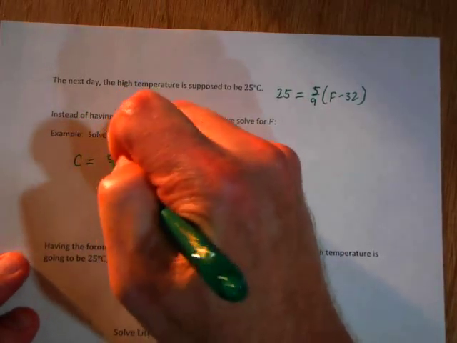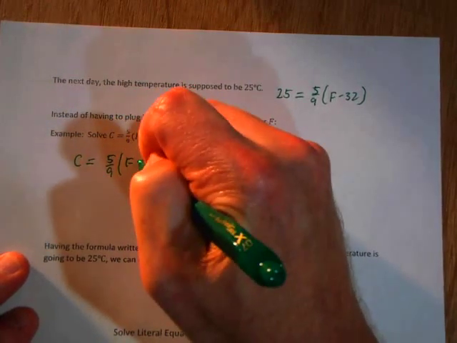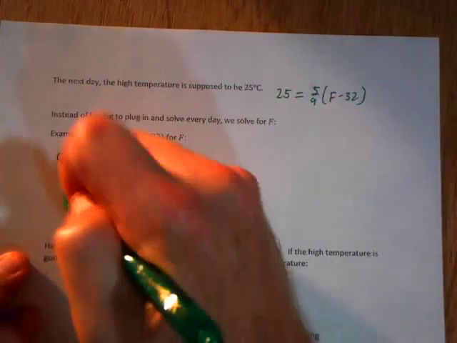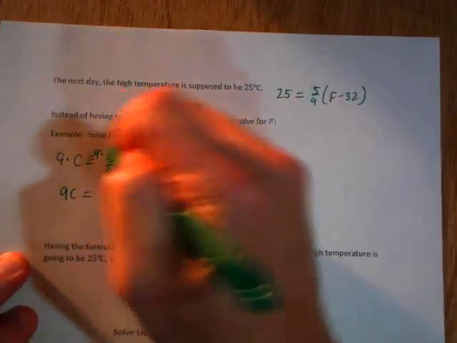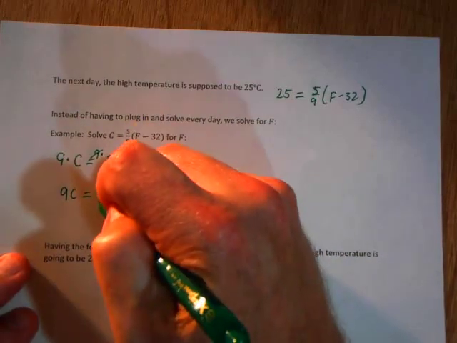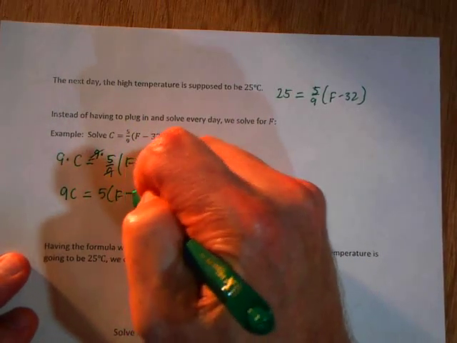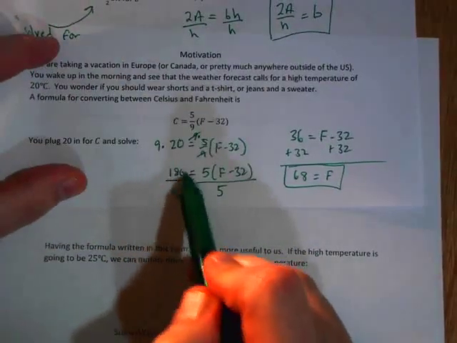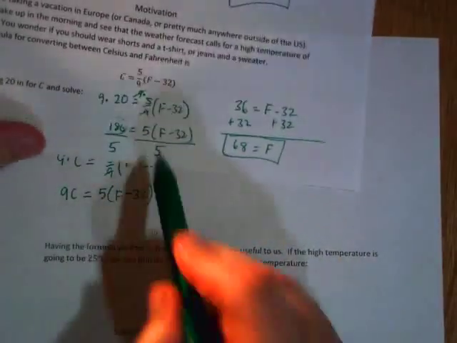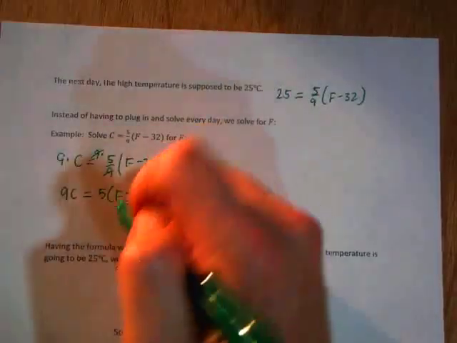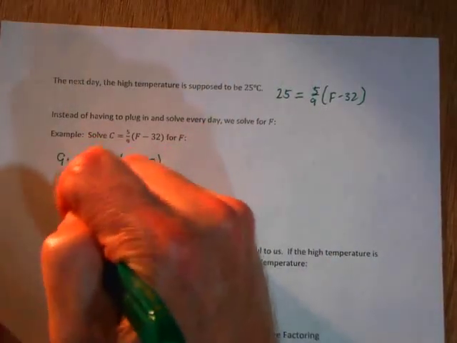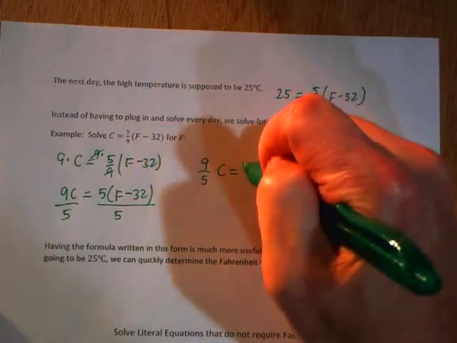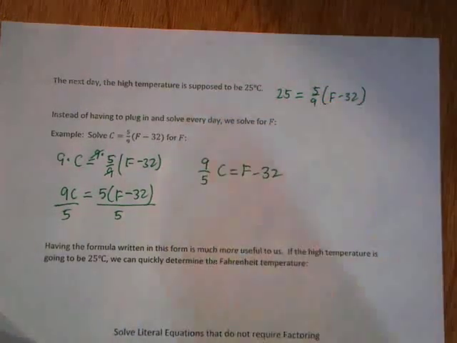C equals 5/9 times f minus 32. I would multiply both sides by 9. So I would have 9c equals, the 9's would reduce out, 5 times f minus 32. The next thing we did, we had a number here, which was okay. We don't have a number, we have a symbol. We divided both sides by 5. Well, I can still do that. I can still divide both sides by 5. So I'm going to have 9/5 c equals f minus 32.